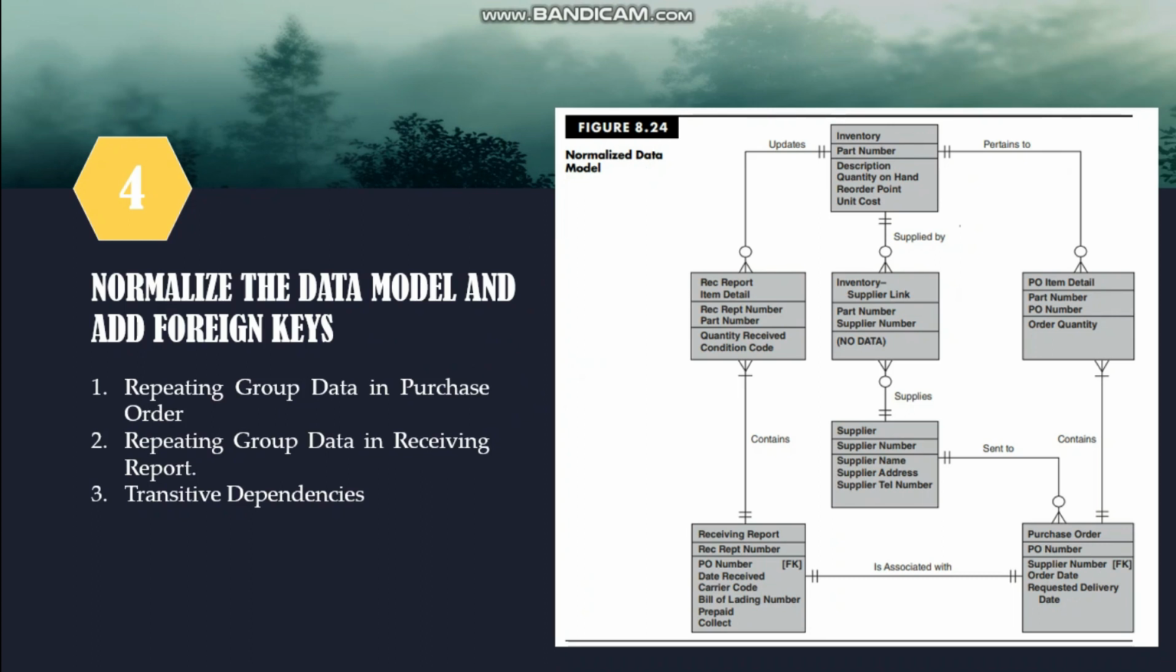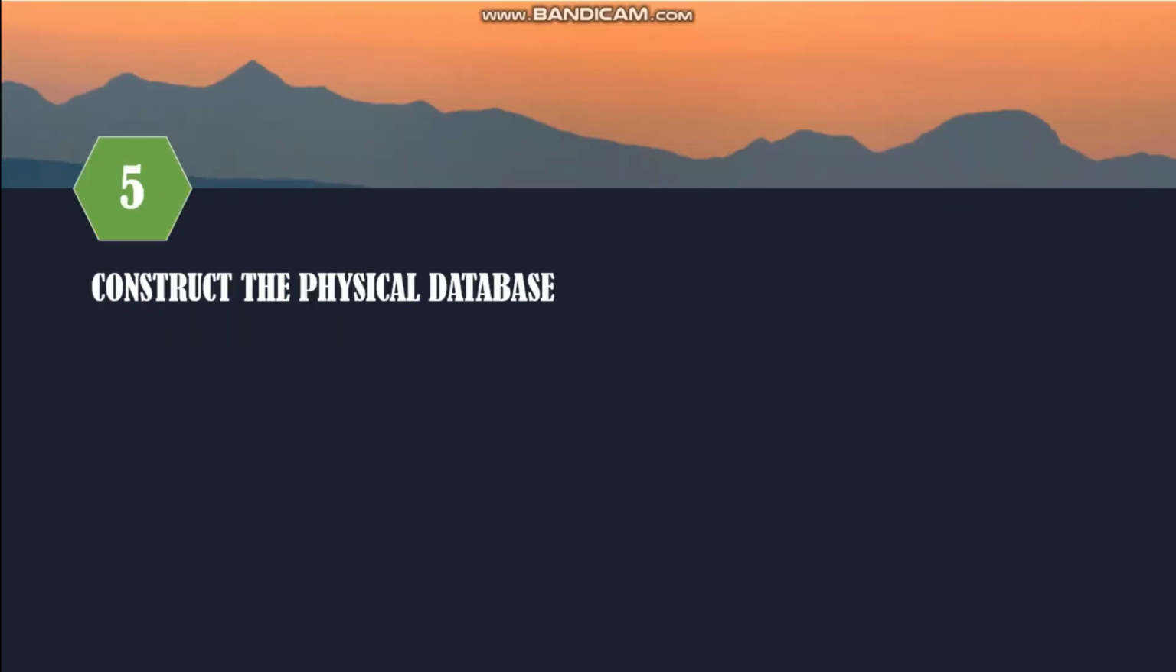The second one is repeating group data in receiving report. The attributes part number, quantity received, and condition code are repeating groups in the receiving report entity and were removed to a new entity called receiving report item detail. And lastly, transitive dependency. This redundancy occurs because of transitive dependency in the purchase order and receiving report entities, and the dependent attributes are dropped.